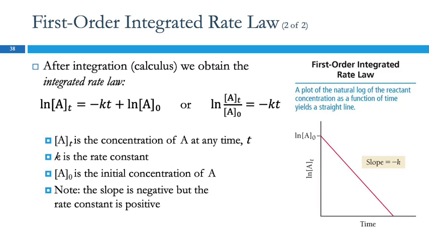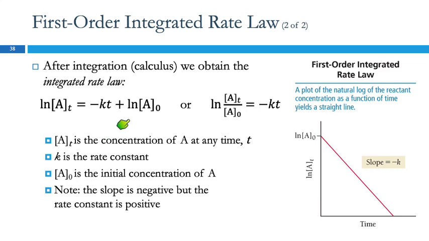So if we take that and we integrate it, doing calculus, and for those of you that like calculus, you can play around with that on your own, we get this form. We can express it this way or that way. So the natural log of the concentration of A at time t is equal to negative the rate constant k times time t, plus the natural log of the original concentration of A. We can also look at it in this form where we're looking at the ratio.